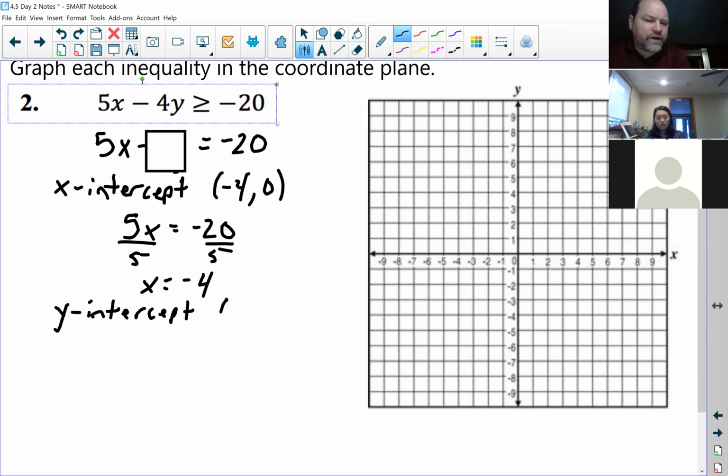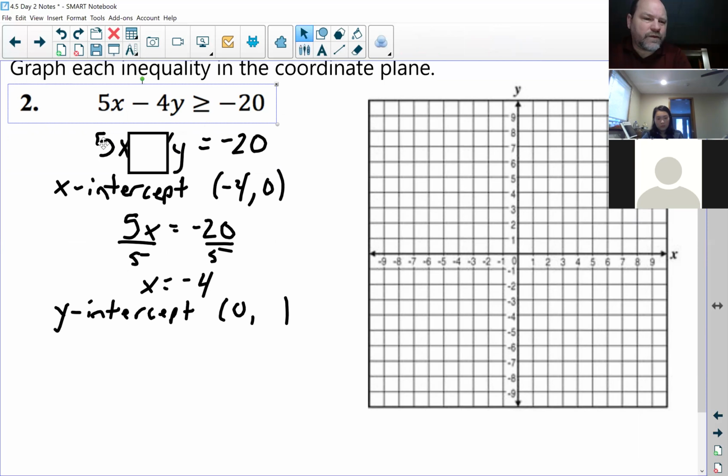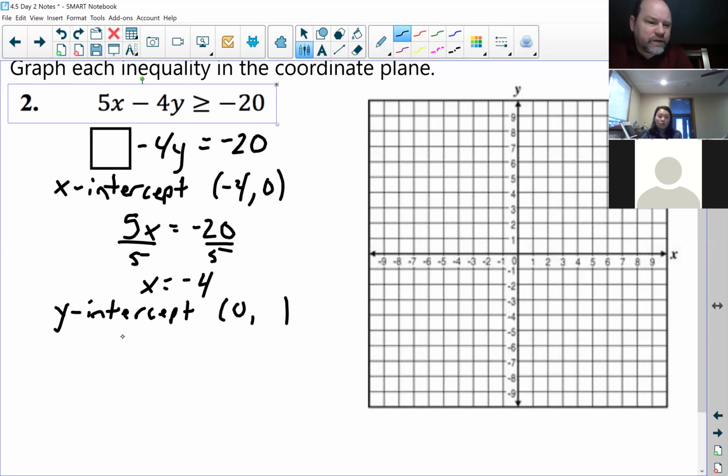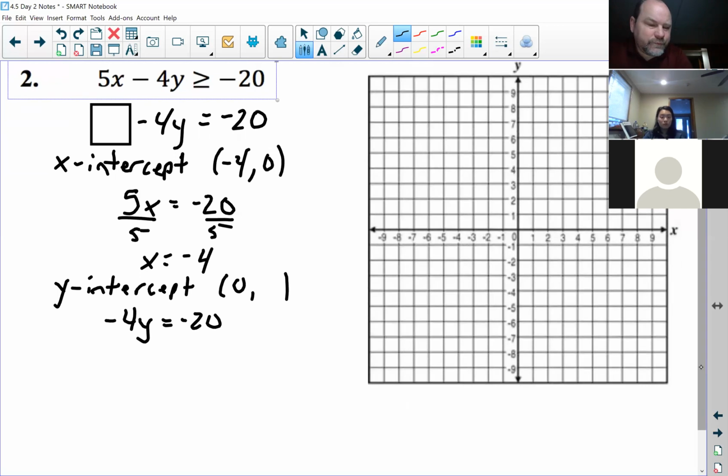plug 0 in for x, or cover up the x term. Don't forget the negative. -4y equals -20. Divide by -4. My y-intercept is at 5. So -4, 0, 0, +5.